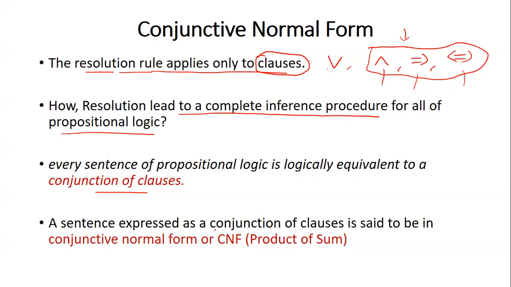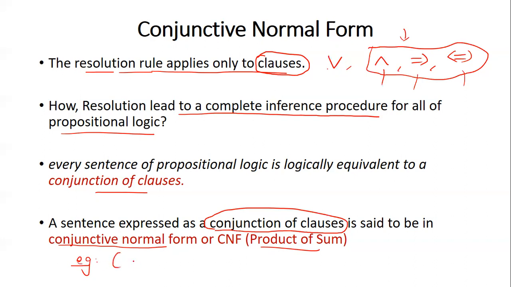And what is a conjunction of clauses? A sentence expressed in conjunction of clauses is said to be conjunctive normal form. Conjunctive normal form is otherwise called as product of sum. Okay. So if you want, I'll give an example.